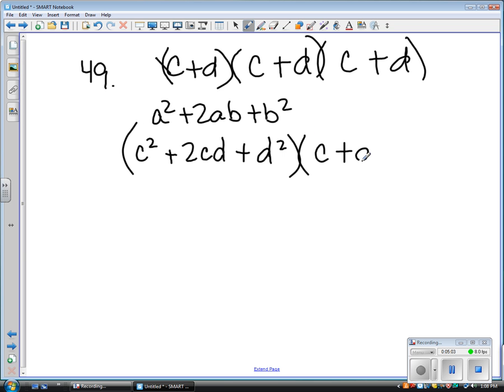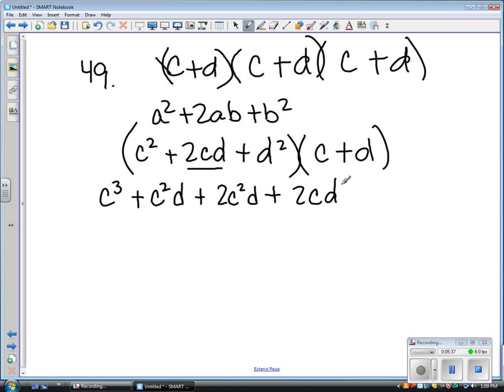Well, I've still got to multiply c plus d. So now at this point, I need to go through and just distribute. So c squared times c is c cubed, and c squared times d is c squared d. So now I've taken c squared and multiplied by both of those, correct? Now I'm going to take the second term, 2cd, and multiply it by c, and what do I get? Okay. Now I'm going to take 2cd and multiply it by d, so I get 2cd squared. Okay. Now I've multiplied that by both. Now I'm going to take my d squared and multiply by both, so what do I get?